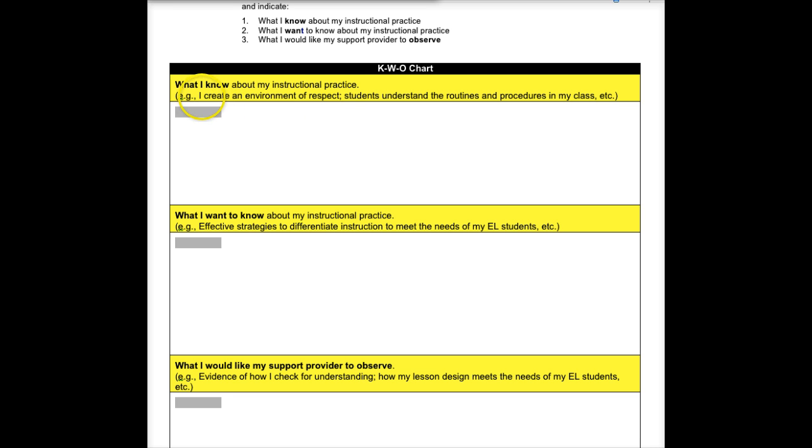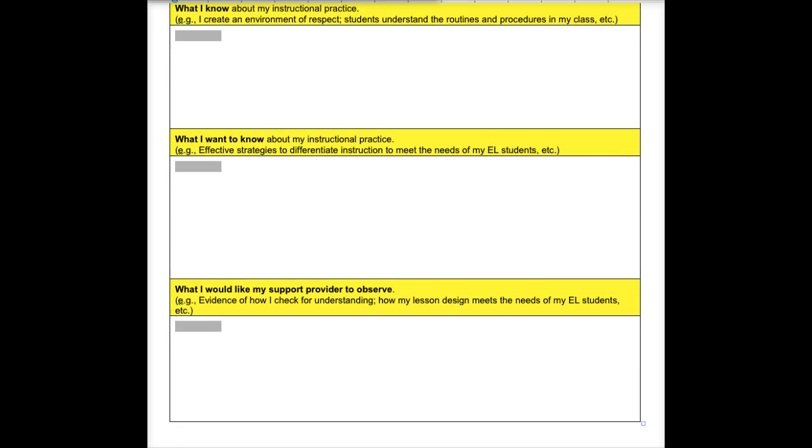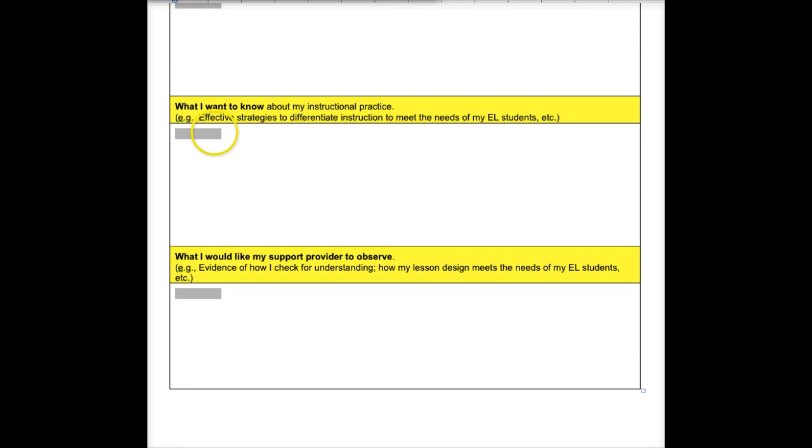And this example is great. I create an environment of respect. That's very clearly stated. There's no jargon involved. Second example, students understand the routines and procedures in my class. So very direct, it's very specific what I know about my practice, what I want to know, same things.